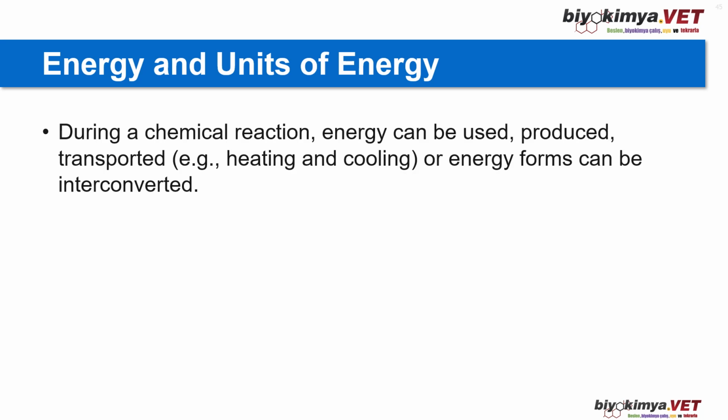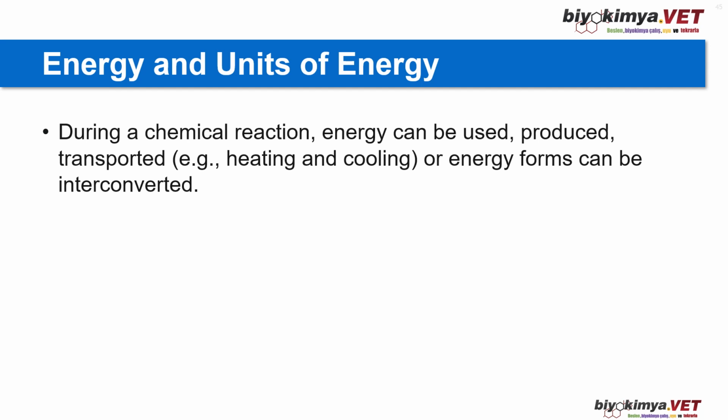During a chemical reaction, energy can be used, produced, or transported, such as in heating and cooling, or energy forms can be interconverted. And heat is the energy that passes across the boundaries of a system at a certain temperature to a system at a lower temperature, from high to low, due to the temperature difference. So heat, like work, is a form of energy transfer.